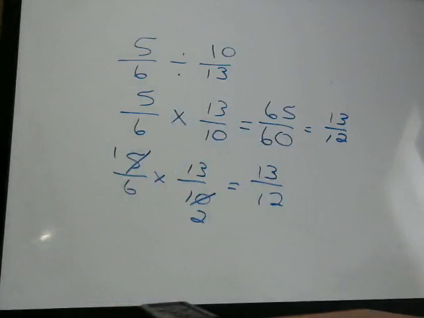So the key to multiplying is you just multiply straight across, numerator times numerator, denominator times denominator. With division, you invert what you're dividing by, and then you multiply, just like you normally multiply fractions.